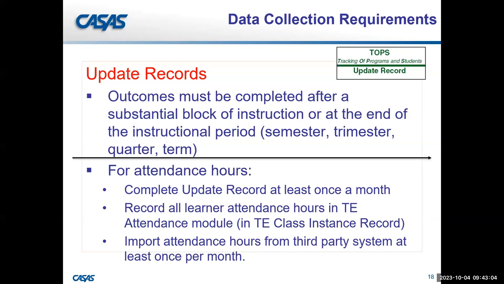Maybe you're doing it the old school way, like we're showing on the screen, with bubbling and scanning. More likely, you're either entering it directly in TE or doing a third-party import to get that information in TE. Either way, by hook or by crook, you've got to get that attendance in at least once a month. TE needs to determine for every student whether or not they're an exiter, and how long it's been since exit, for all that crazy follow-up reporting I just got through explaining over the last 10 minutes or so.